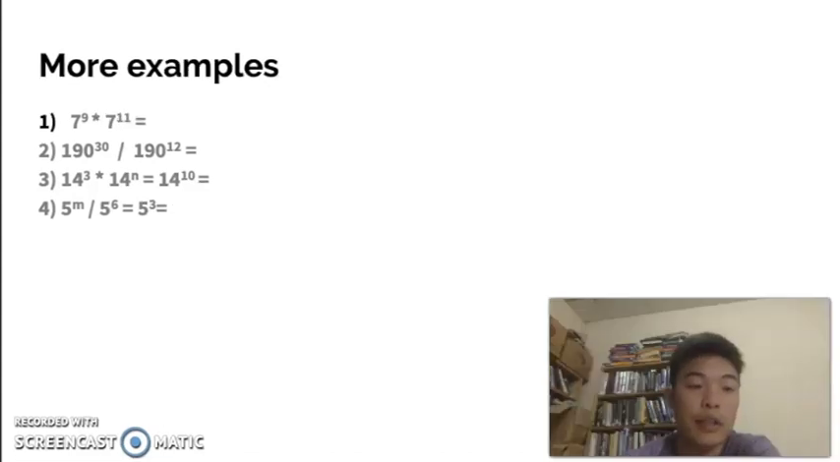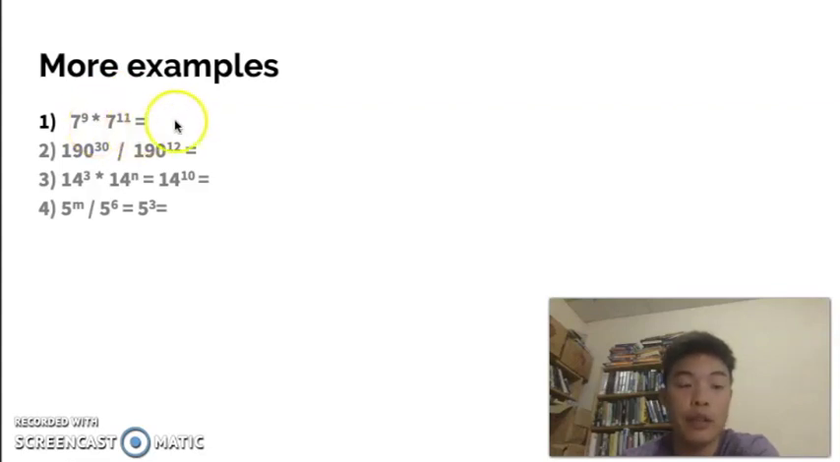Let's look at the answer for question 1 together. Here we have 7 to the power of 9 multiplied by 7 to the power of 11. The first thing we have to make sure is that the bases are the same. Here we can see that b equals 7, and here b also equals 7, so we can go to the next step. The next step is to check if we are multiplying or dividing. As we can see, we are multiplying here, so we want to use the product of powers postulate.